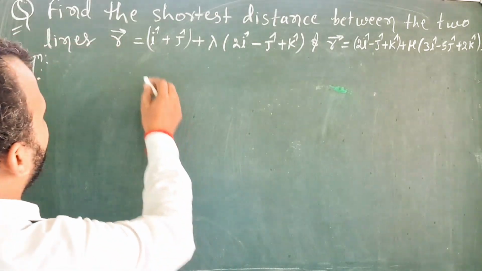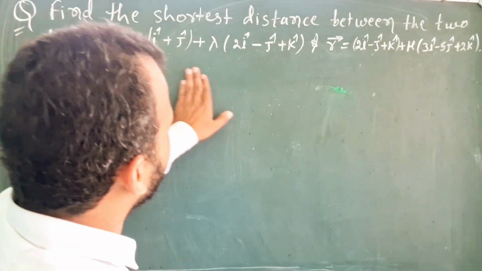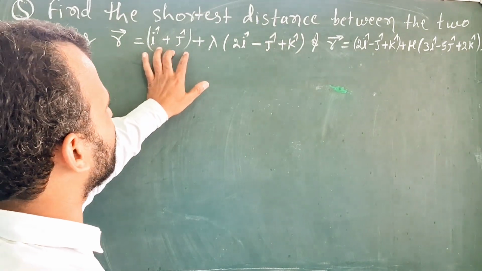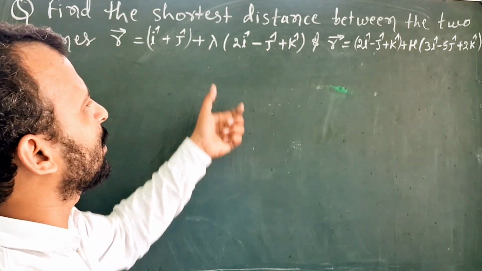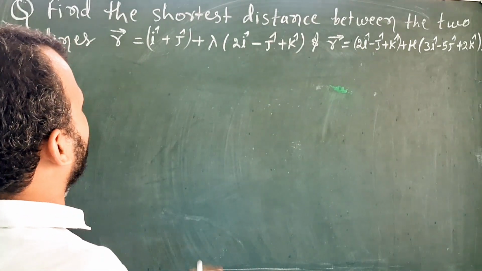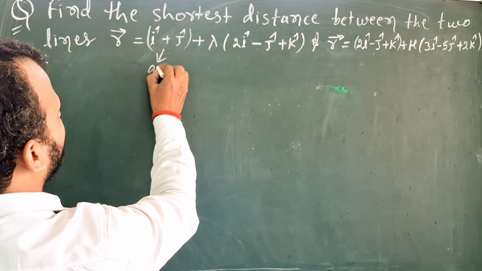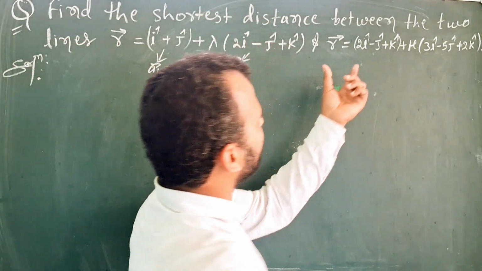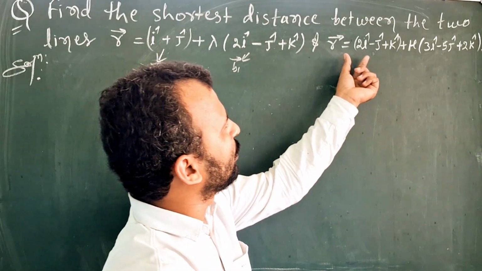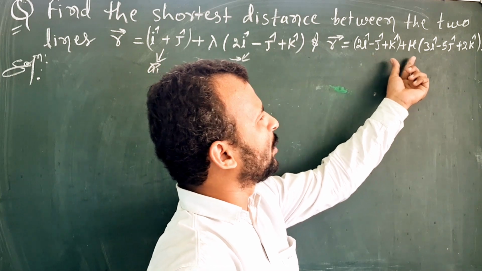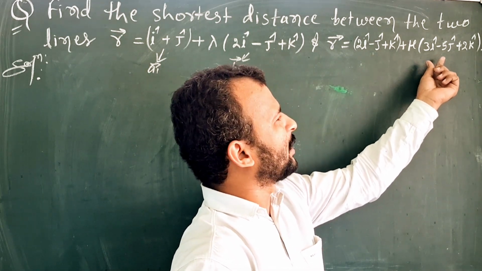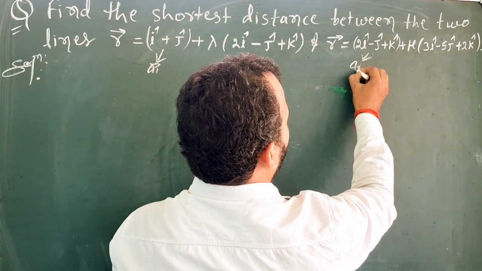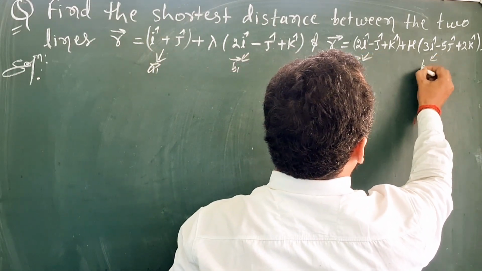We are given the equations of two lines in vector form. The first line is r vector equal to i cap plus j cap plus lambda times (2 i cap minus j cap plus k cap). Let this be a1 vector and this be b1 vector. Another equation of a line is r vector equal to 2 i cap minus j cap plus k cap plus mu times (3 i cap minus 5 j cap plus 2 k cap). Let this be a2 vector and this be b2 vector.